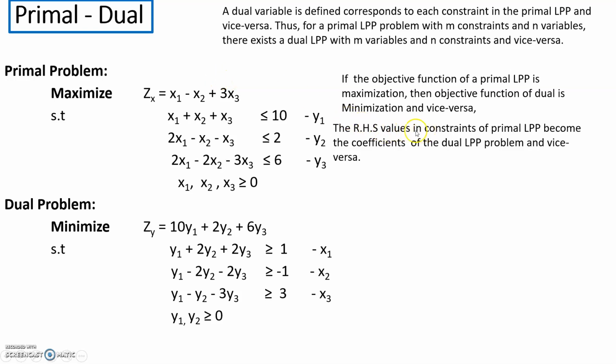The right hand side in constraints of the primal problem are 10, 2 and 6. ये कहाँ जाएगा? In the objective function of the dual problem. So the coefficient of the first dual variable is 10, second is 2 and 6. कहाँ से आया ये? From the right hand side of the primal problem. Similarly, we can have the right hand side of dual from the objective of primal. So coefficients of x variables in the objective function are 1, -1 and 3. कहाँ आ जाएंगे ये? On the right hand side of constraints of the dual problem.